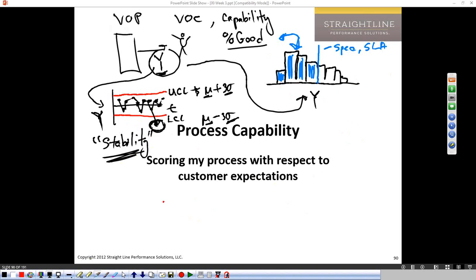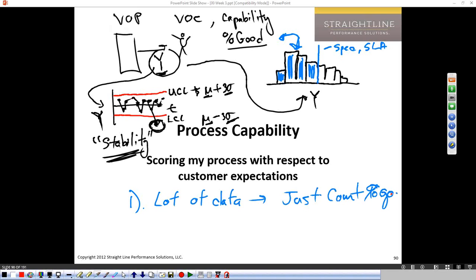So there's two situations. Number one, if we have a lot of data, we just count percent good. And you know what? That might cover 80% of the times that you're looking at it. If you've got a lot of data, just go ahead and count the percent good, and we're done. Very, very simple. If we don't have a lot of data, we need to model.